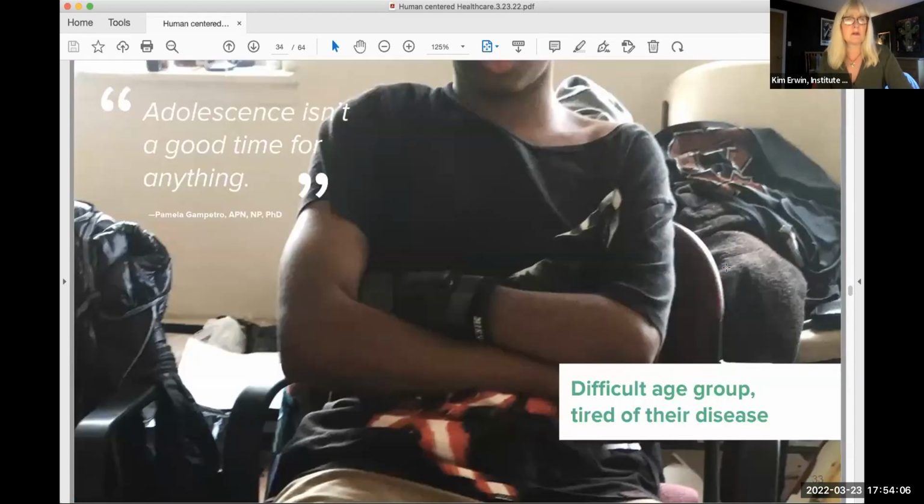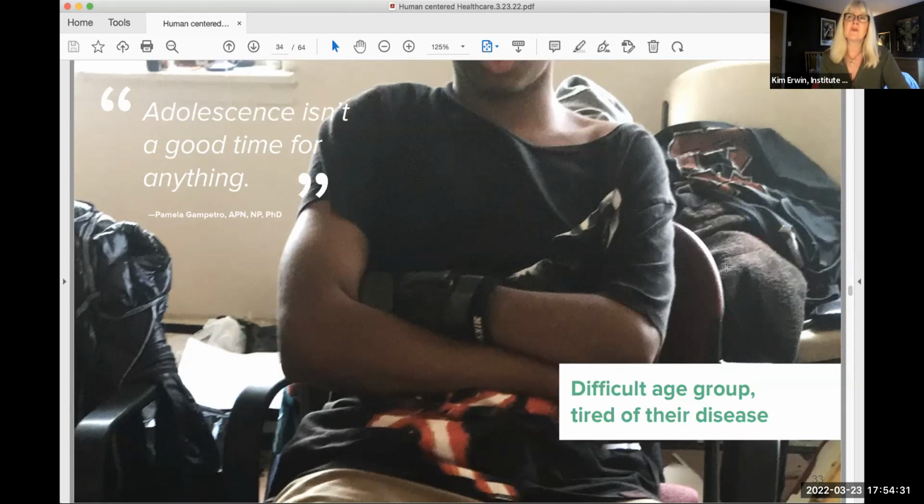These are the things that we learned. Adolescence isn't a good time for anything. I don't even think I needed to do a study to learn that, but I think what we did here is that this is a difficult age group for developmental reasons. They are trying to be independent, they are trying to find themselves, and they are trying to exert control and mastery over what they do. They are tired of their disease. These are people who have been in and out of the hospital since the day they were born.